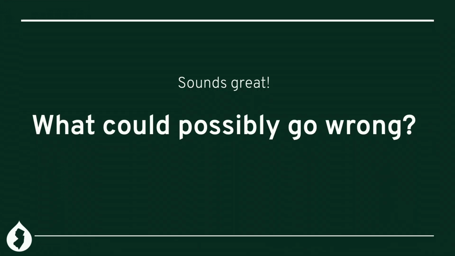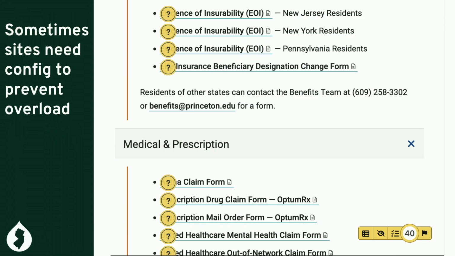So yeah, what could possibly go wrong? Right. So writing this tool for myself and our sites is one thing, because I know what I'm dealing with. But when you open source something out into the interwebs, you don't know what everyone else has. And so some things I've found, sometimes sites need some configuration to prevent overload. So this is an example of a page on our HR site. This is a page with forms, medical forms, insurance forms. You'd not be surprised to hear these are PDFs.